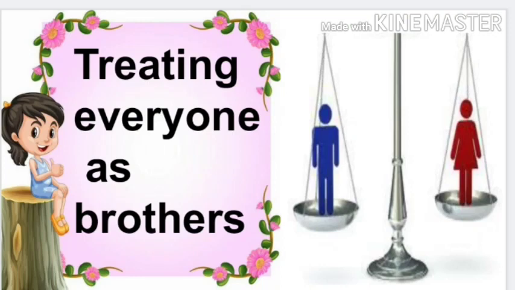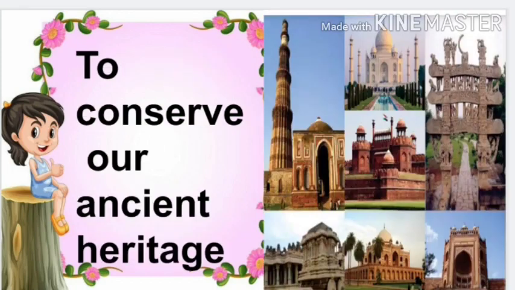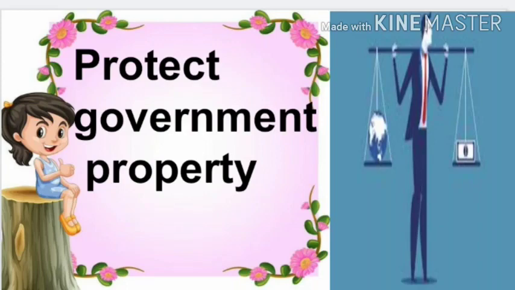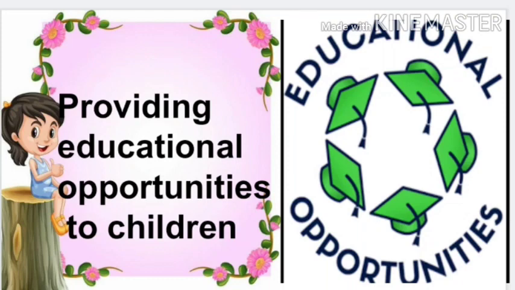Treating everyone as brothers. Conserve our ancient heritage. Conserve natural elements like forests, rivers and lakes to develop science, humanity and the spirit of reform. Protect government property, and parents or guardians should provide educational opportunities to children between 6 to 14 years, etc.